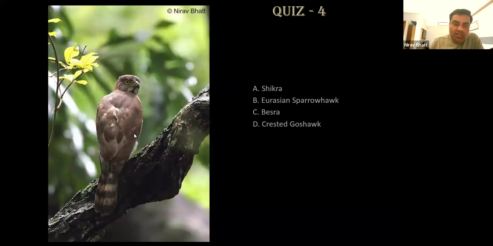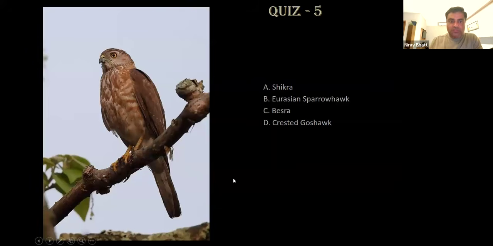Now with Besra, this beak is very large in comparison to Besra. So only based on the large beak, we can eliminate Besra also. So this is a Crested Goshawk. One more.